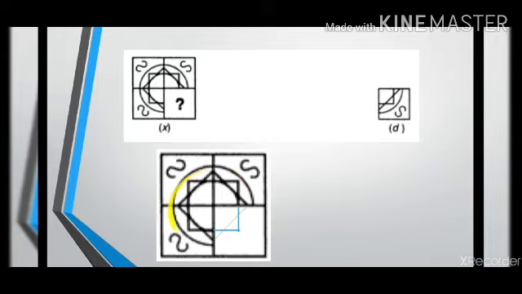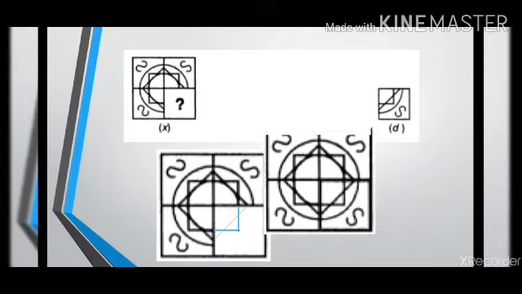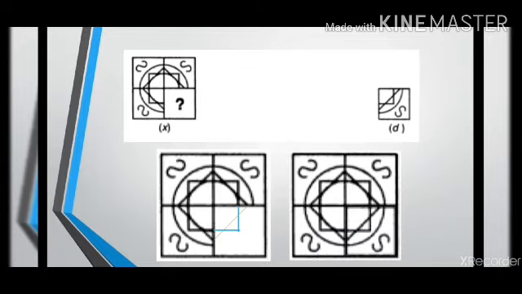This circle can be completed using an arch that is there in the option D figure. This arch, you can see, will complete the circle. Therefore the answer figure will look something like this. Option D is the answer for this question.